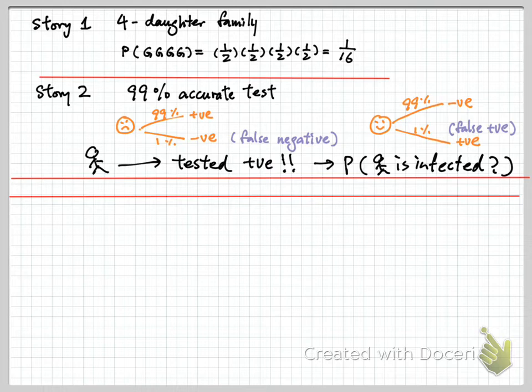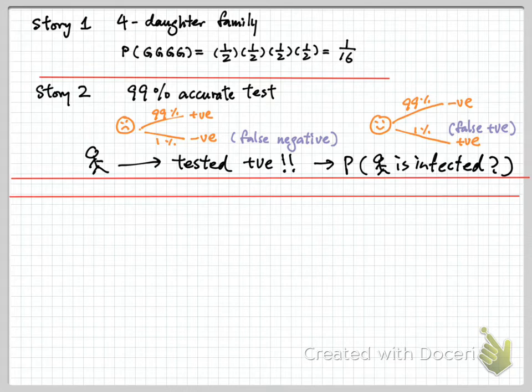The second is I have a 99% accurate test. A patient comes in, tested positive. The question is, it seems a silly question, right? Why do we have to ask this? The question is what is the probability that he is infected by the virus? It seems that it must be 99%. Let me tell you the answer to both stories.